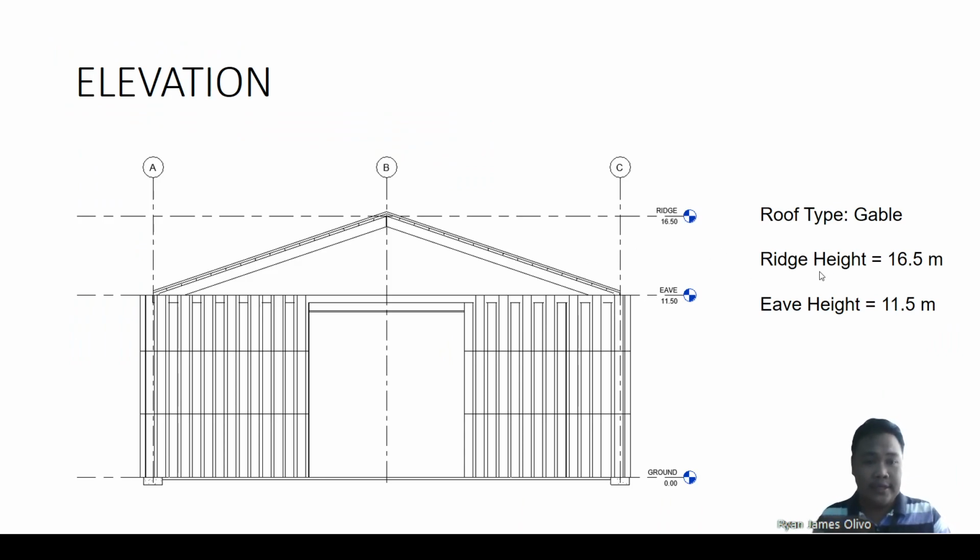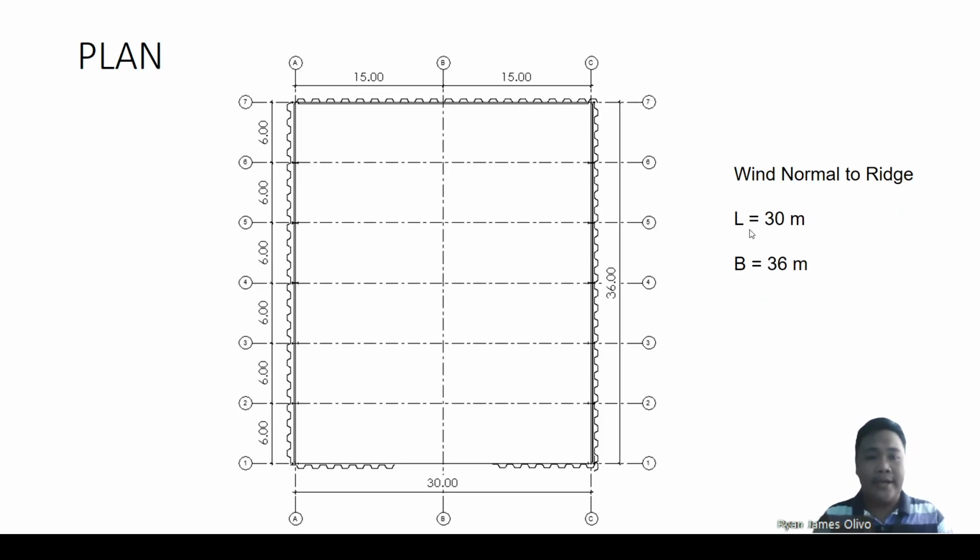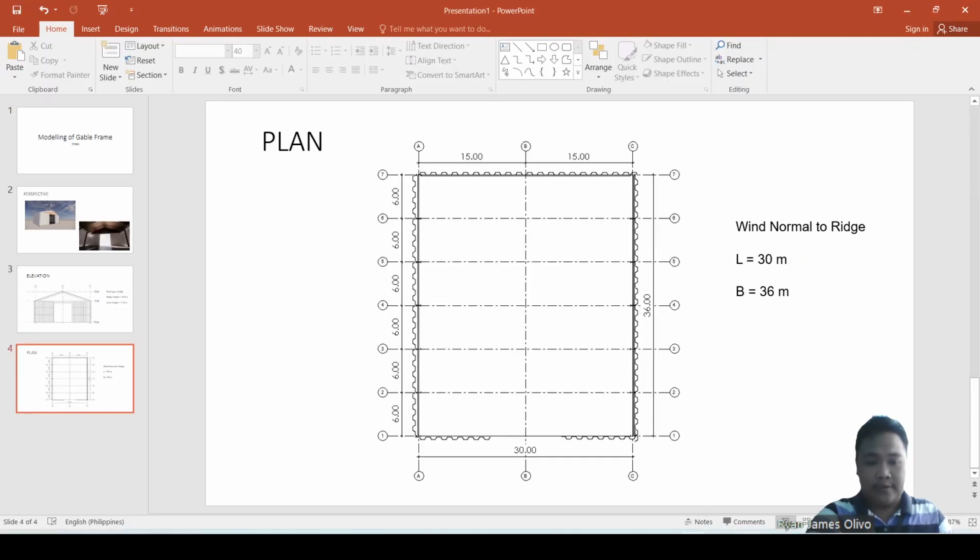As you can see, the ridge height is 16.5 and the eave height is 11.5. And this is our plan. So we have 30 by 36. If the wind is normal to the ridge, it is 30 by 36, where 30 is L and 36 is B. So let's go to ETABS.